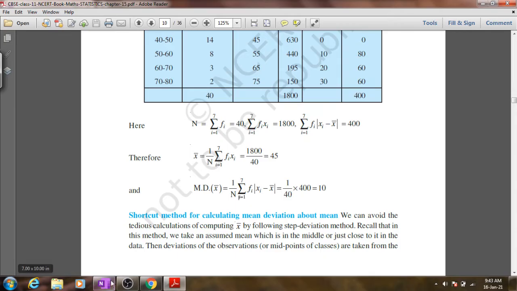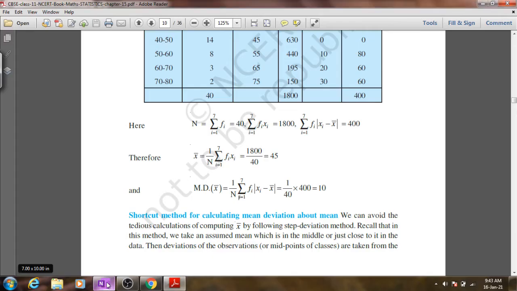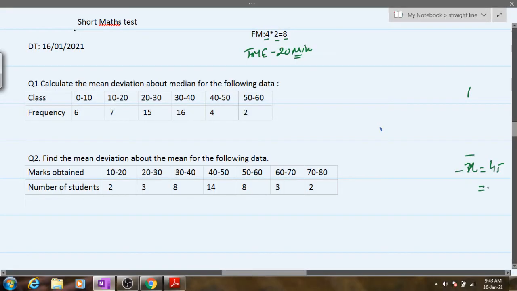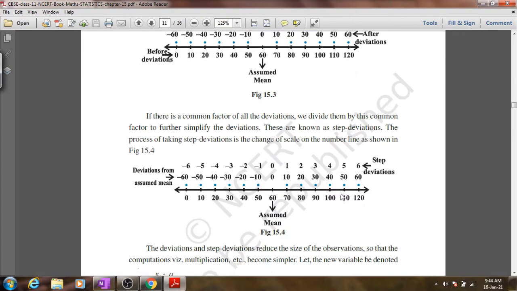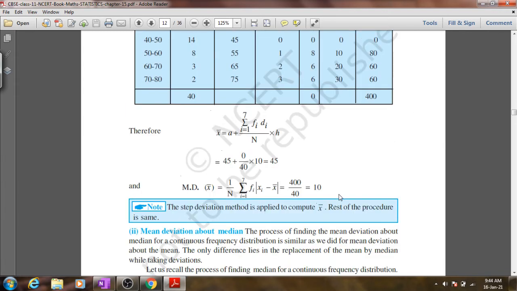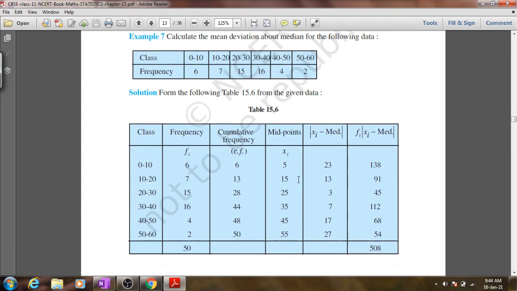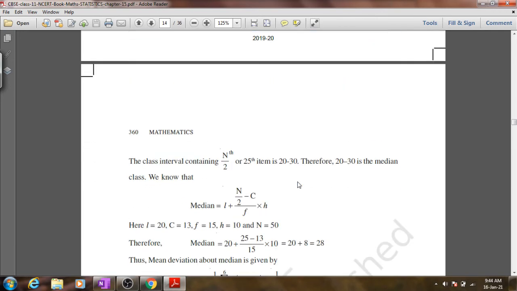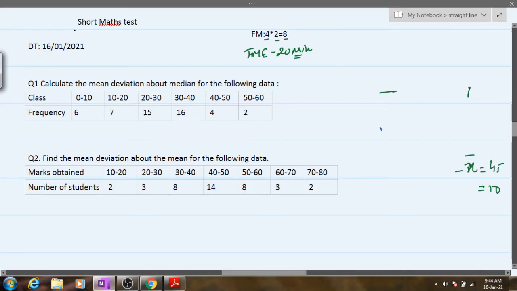Your X bar will come out to be 45, and your mean deviation about mean will come out to be 10. And for the median, I'll just give you a hint. I'm just giving you the answers first of all, so that it's easier for us to match the answers if you have got the correct one or not. Mean deviation about median out here will come out to be 28 and 10.16. Median 28 and mean deviation 10.16.